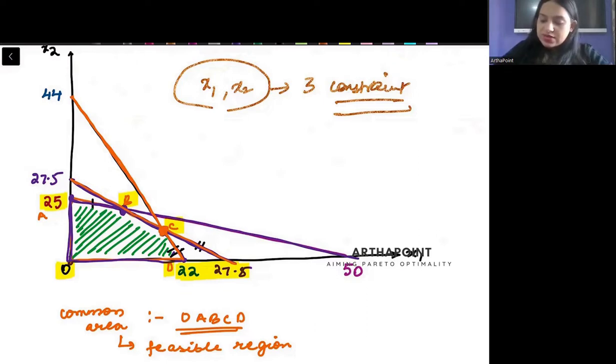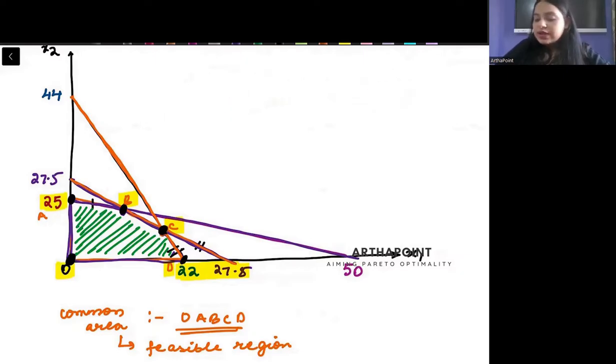So beta, now I will start making a curve. These are the labeling points. This is O, this is A, this is B, this is C, and this is D. So we need to find out the values of x1 and x2 at each of these points, at O or A, at B, at C, at D, at these points.